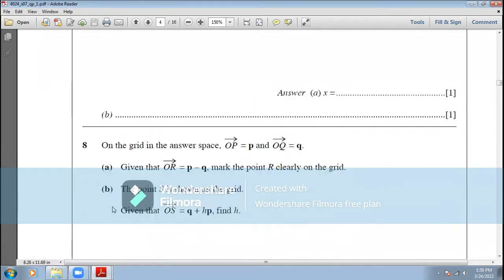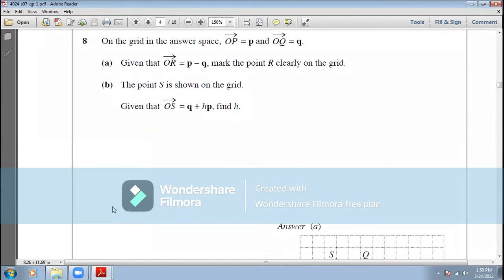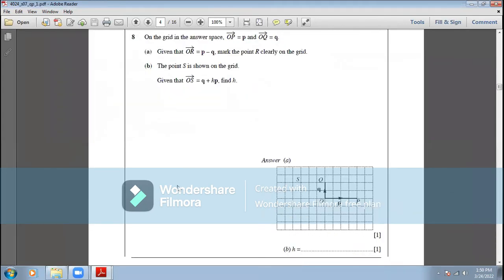So we are done with question number 7B part. On the grid in the answer space, OP is equal to small p and OQ is small q. Look here. P means moving horizontally 4 steps to the right side. That is equal to P. Q is 2 steps upward. So that is Q.